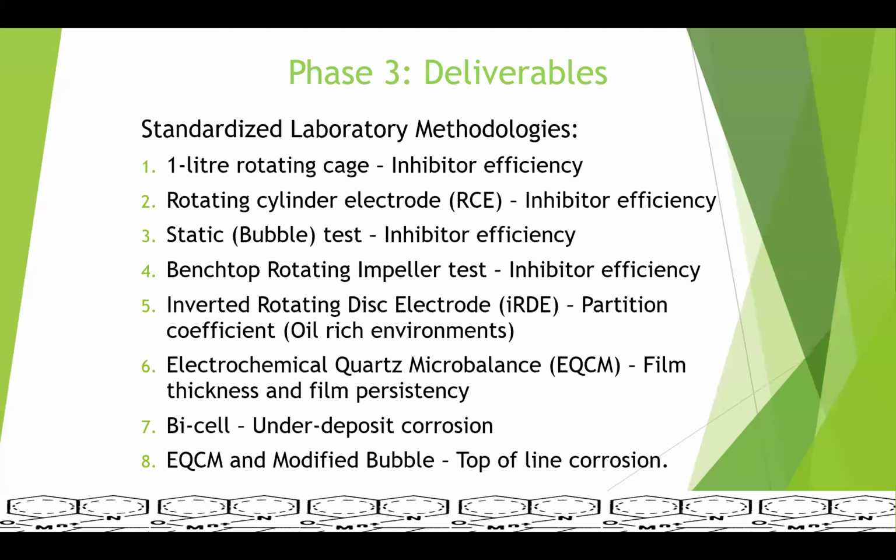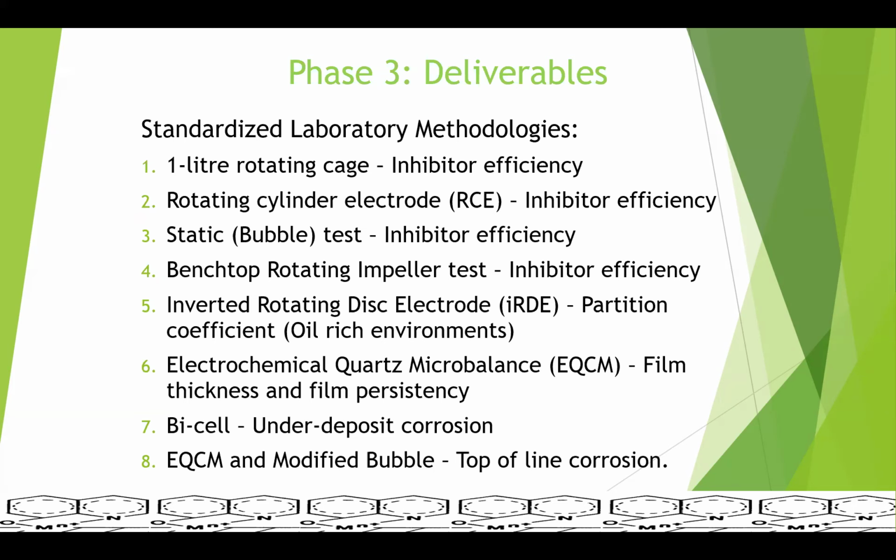So in terms of deliverable, we'll go through these things in future webinars. We have identified 8 methodologies that need to be standardized. 4 are on inhibitor efficiency, 1 on partitioning coefficient, that is how the inhibitor gets partitioned from oil phase to the water phase. This is typically more important for oil transmission pipelines. We have identified inverted rotating disc electrode. We talk about inhibitor film thickness and film persistency.